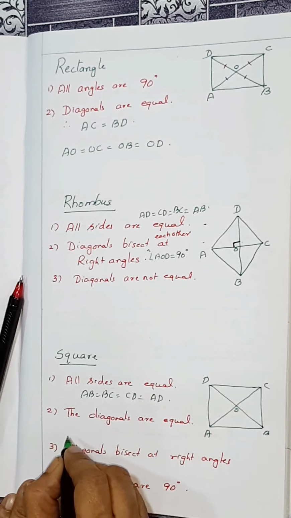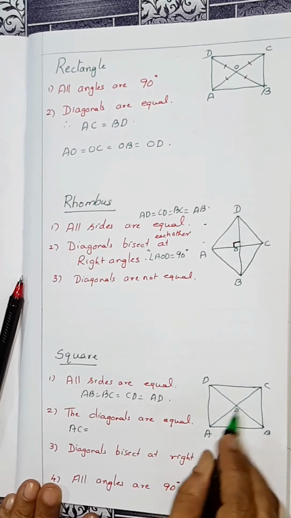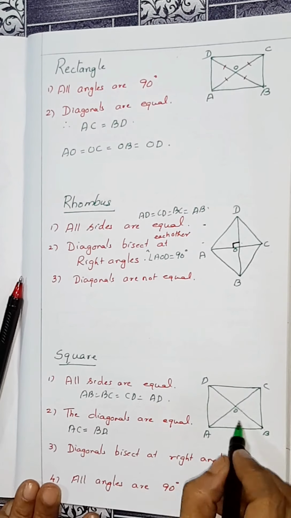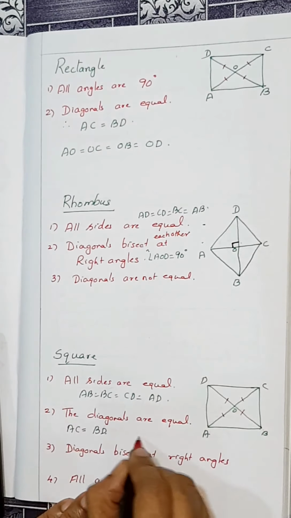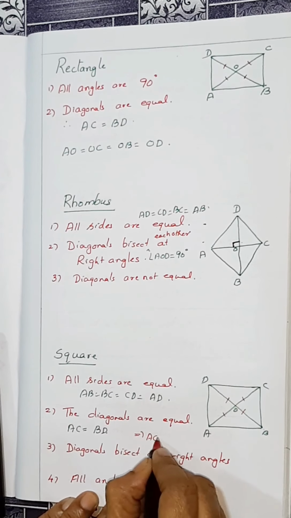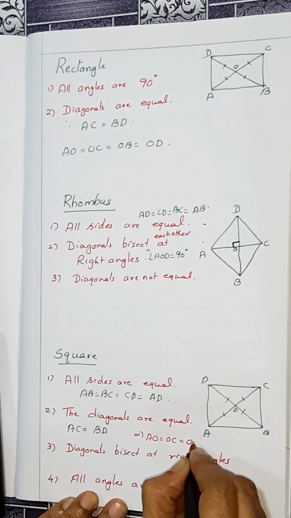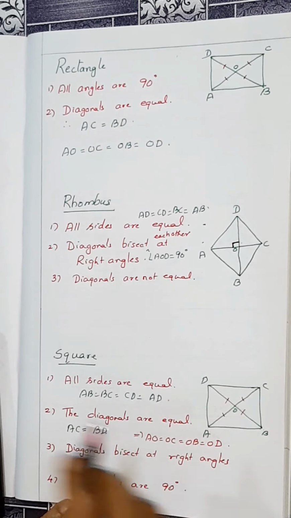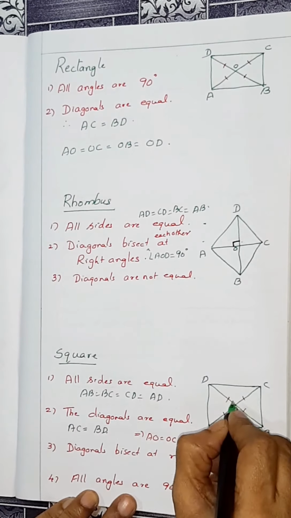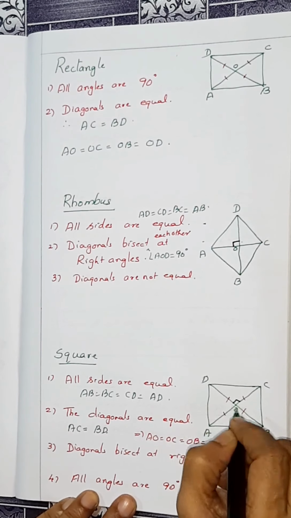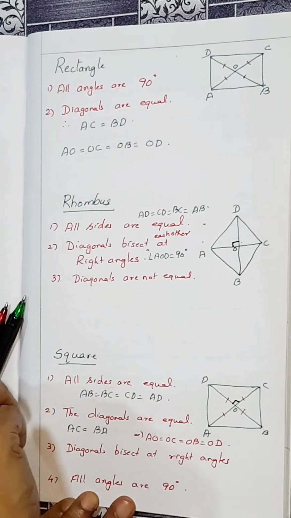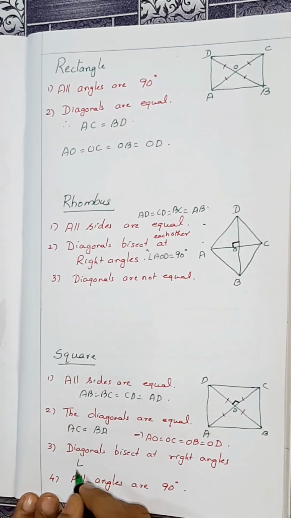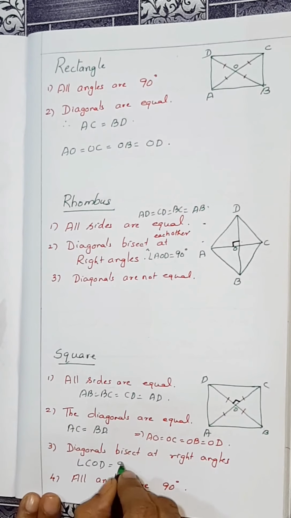So, AC is equal to BD. So from this you can again say all the 4 segments are going to be equal. So from this you can say AO is equal to OC equal to OB equal to OD. Now here diagonals bisect at right angles. So here this is going to be 90. So angle COD is equal to 90 degrees.